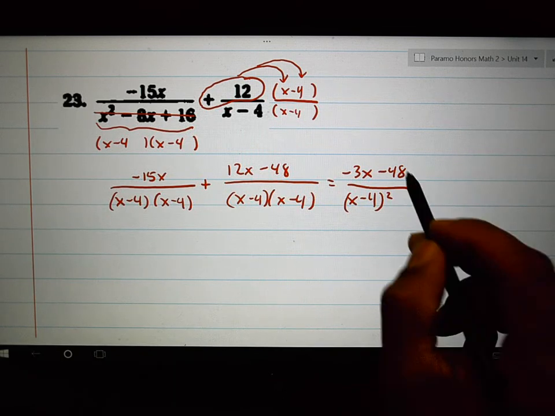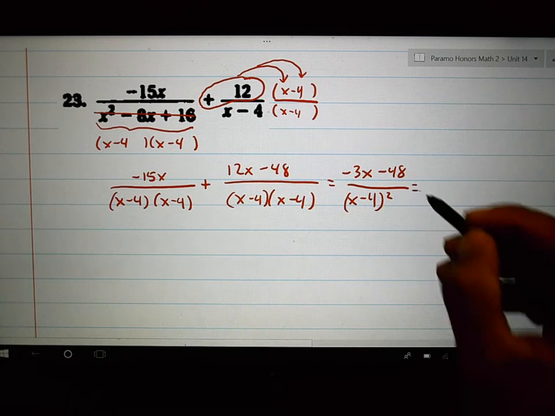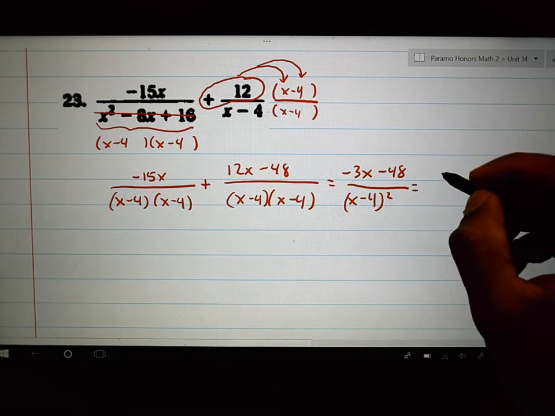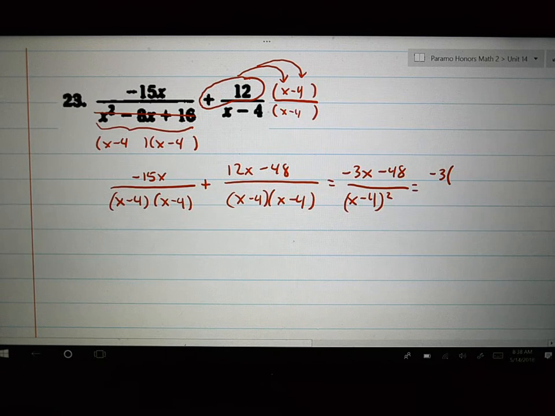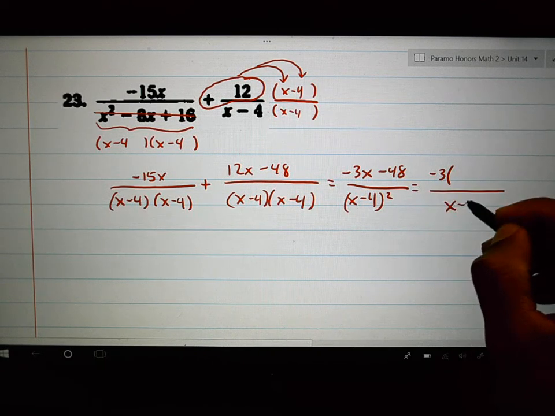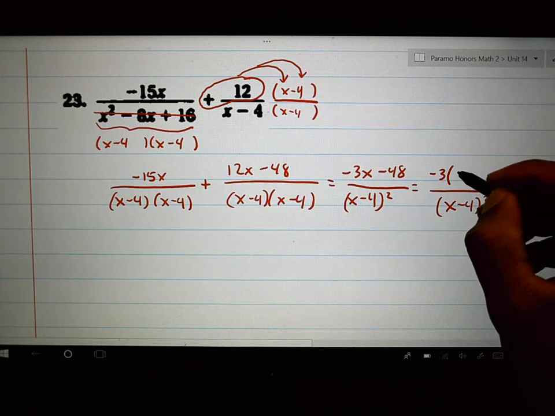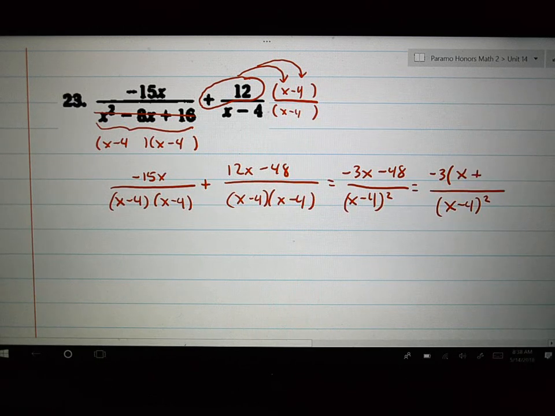I'm going to look to see, does this numerator factor? And I see a GCF. I can factor out a negative 3. When I factor out a negative 3, I know that would be an x plus 16.